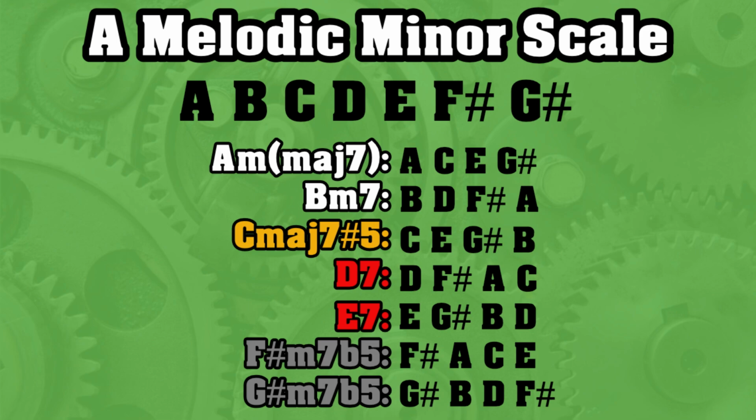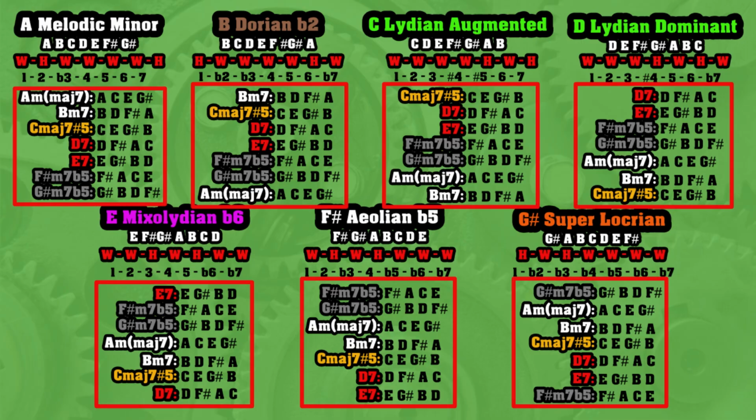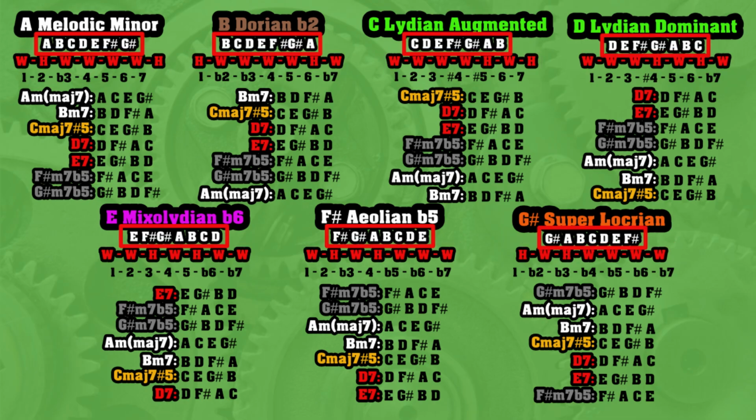So I'm just going to go ahead and jump right to the 7 modes of the A melodic minor scale. As you can see, all the 7 chords remain exactly the same for all 7 modes. It's just rearranged. The interval chain remains the same for all 7 modes. The same 7 notes are exactly the same. You have A, B, C, D, E. You have that F sharp and that G sharp. Those are your only 2 sharp notes at play.